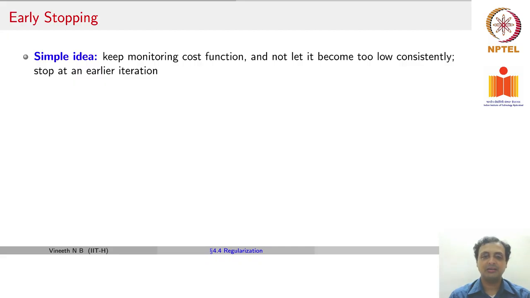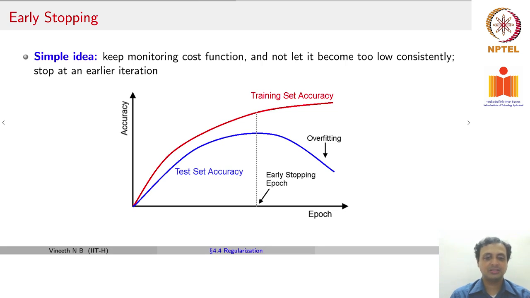The simple idea here is to keep monitoring the cost function and don't let it become too low consistently. Stop at an earlier iteration. Rather, don't let your model overfit your training data. If it goes to zero training error, you're probably overfitting your data, and you don't want that to happen. So you want to stop a little earlier. So here is a visual example.